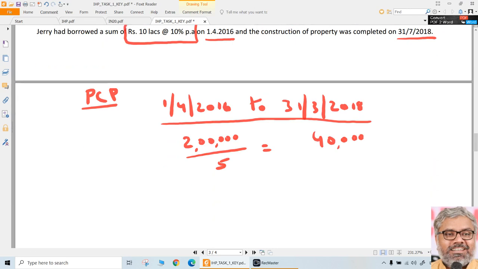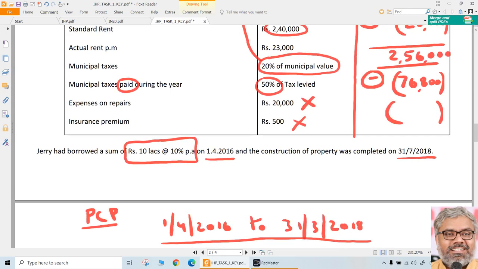But that is not the only interest. He has not mentioned about any repayment of loan and all. So that means current period interest 10 lakhs, 10% will have to be still paid. So 10 lakhs into 10%, once again, post-construction period interest related to the previous year is 1 lakh, which means 1,40,000 is the total amount of interest that can be claimed as deduction under 24B. So 1,40,000, take it here.